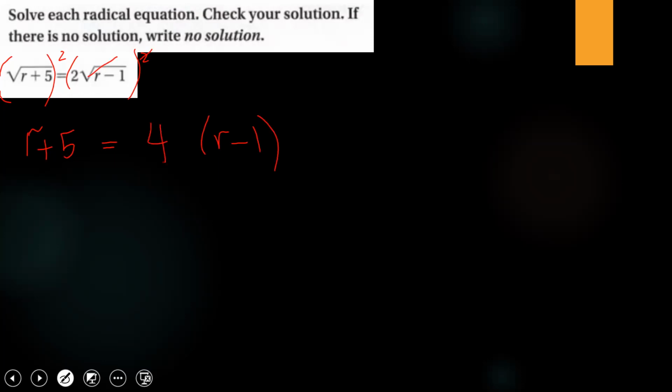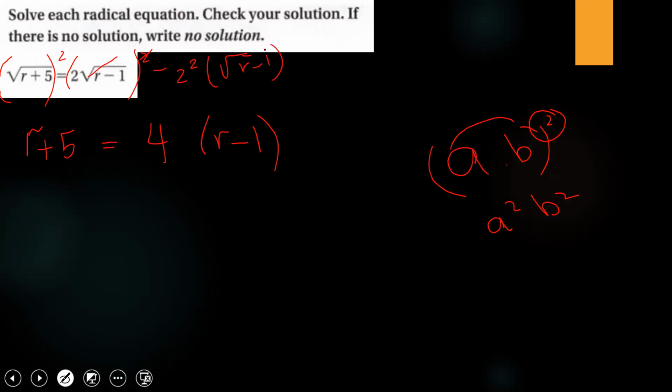So what do we get first? We get r plus 5 equals, here the square root cancels, so we have r minus 1. But 2 squared is what? 4. As you remember, if you have a times b squared, that means it is a squared times b squared. So you have to distribute the square to a and b, as I did here. It is 2 squared times square root of r minus 1 squared.